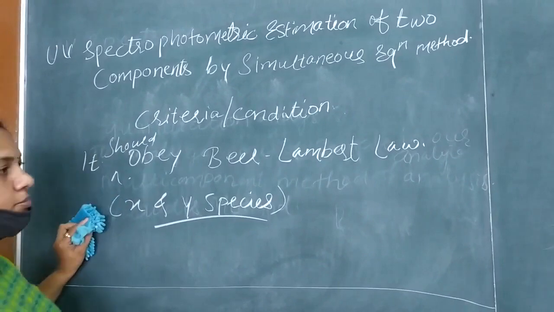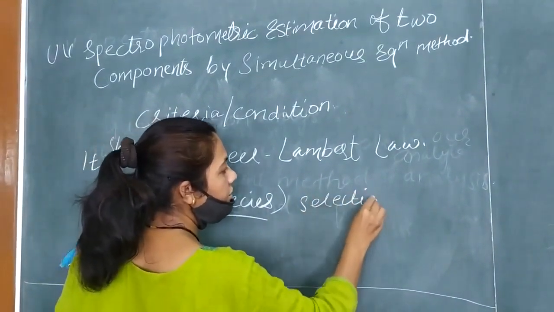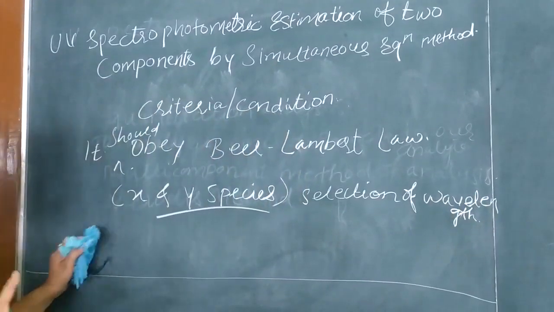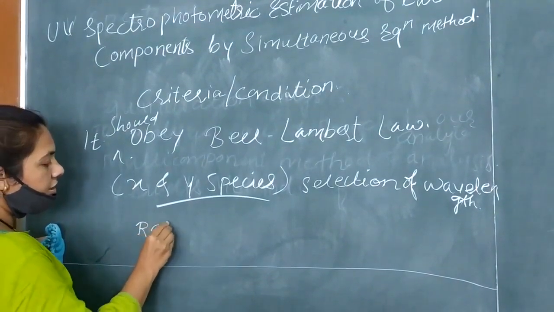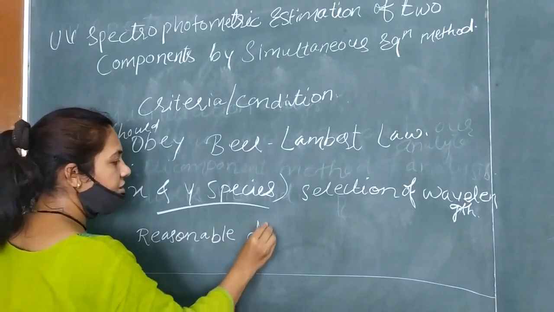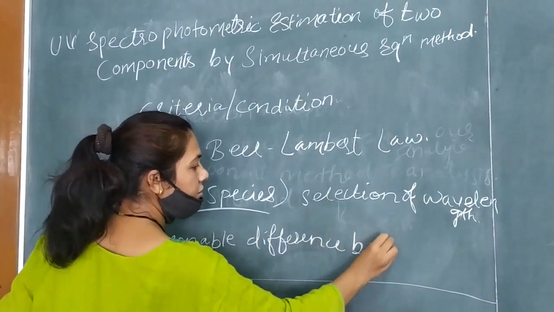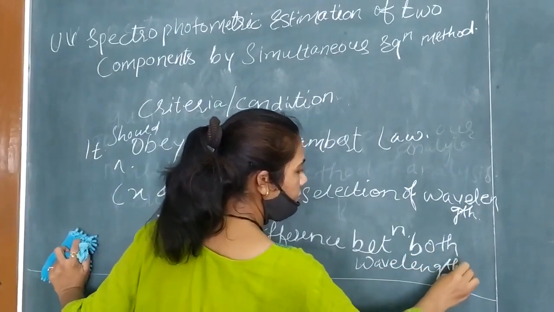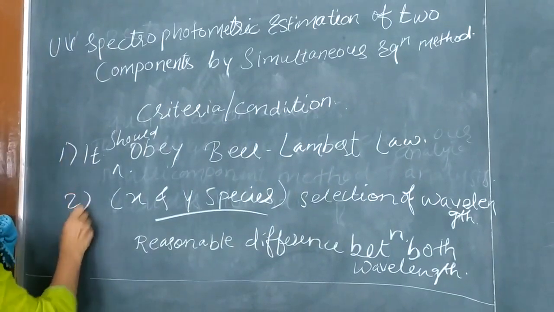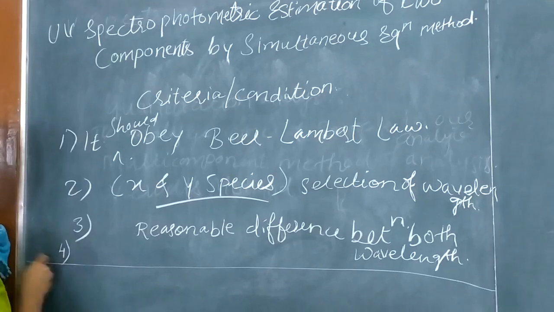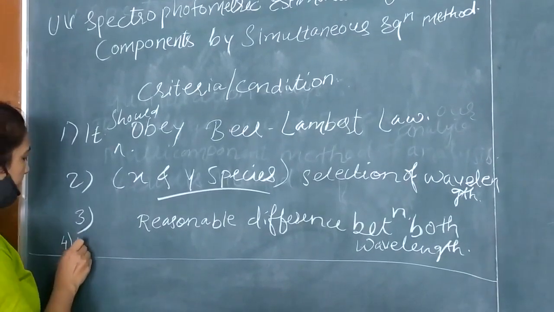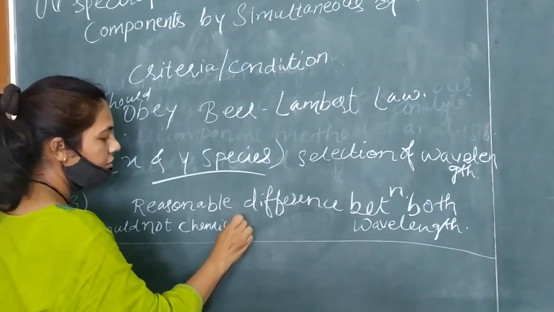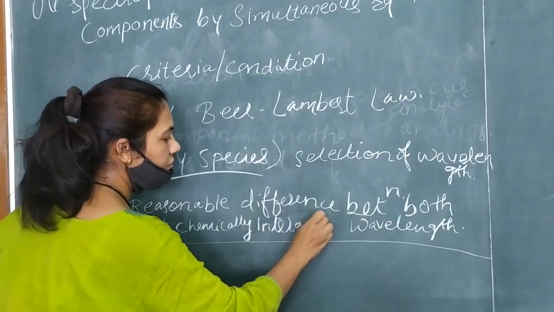And then the selection of that wavelength is such that there should be a reasonable difference between both wavelengths. And the fourth point is that they should not chemically interact with each other.